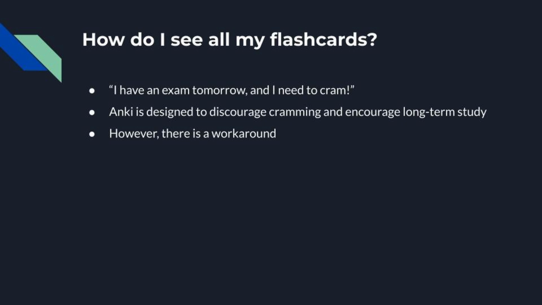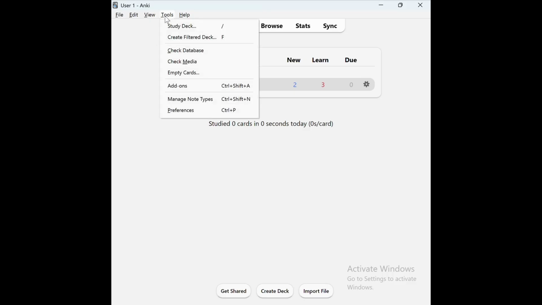While admittedly, cramming isn't the ideal study strategy, sometimes you need to do what you need to do to pass an exam. Although Anki is specifically designed to discourage cramming and encourage long-term learning, there is a way to cram review every card in a deck. You can do this by using a workaround, which creates a temporary filtered deck. Here's how. To do this, just click Tools in the menu bar, then click Create Filtered Deck.